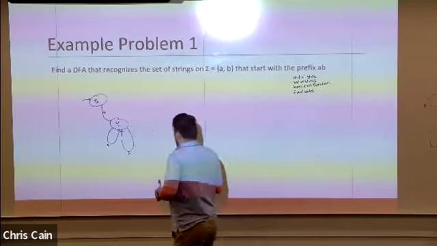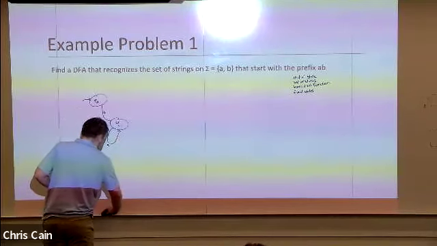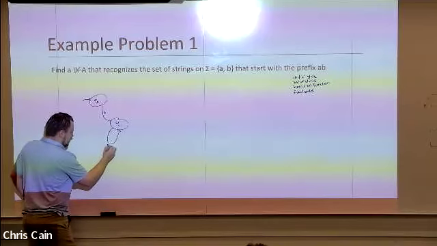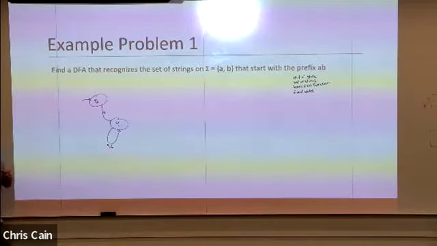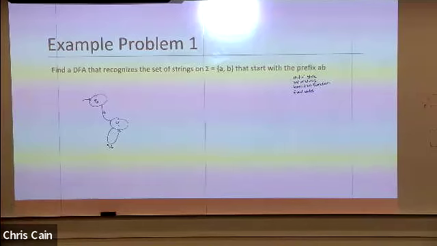You can add a multi-edge to a single drawn edge, making this a little bit easier on yourself, and comma separate any input characters that you would read on that same edge, as long as they have the same source and the same destination. This just says on an A or on a B, we transition from Q1 to Q1.